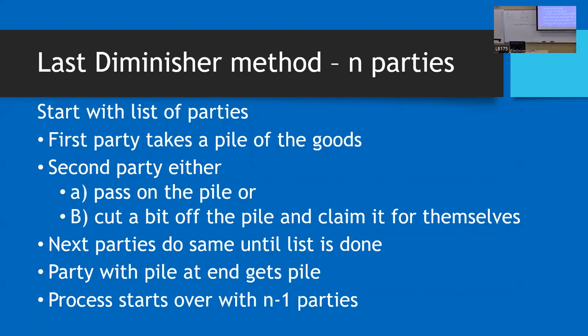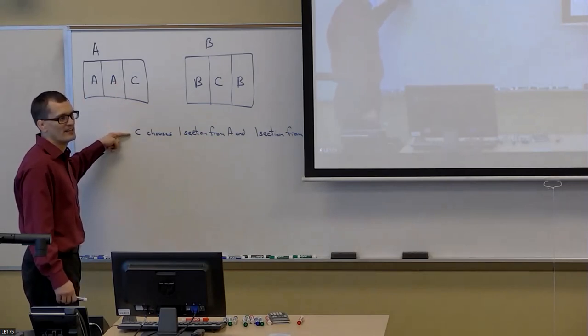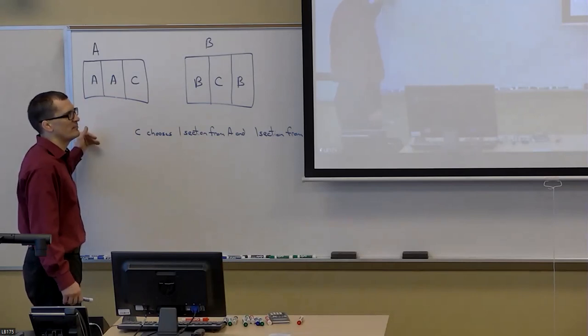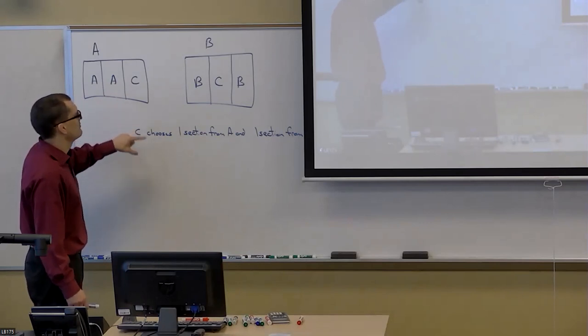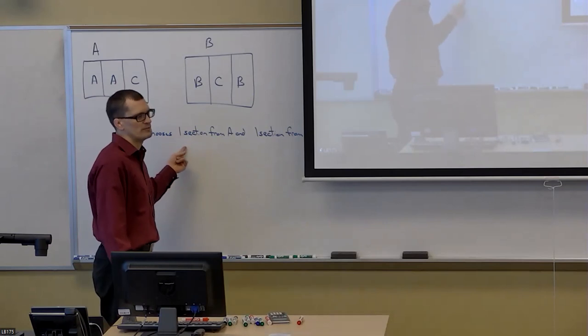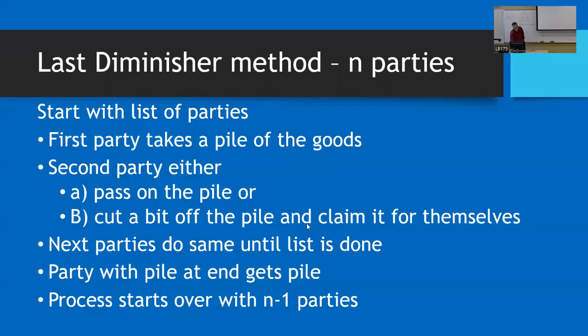Now, the last divider chooser type method with more people is called the last diminisher method. Oh, let me say something before I move on about this. I hope that it's obvious to you that it's better to be the chooser here, right? And in the last example, it's better to be one of the many choosers than the one divider. So in the lone divider method and in the lone chooser method, the best place to be is the chooser. That positional advantage. I forgot to say that before I went to last diminisher.